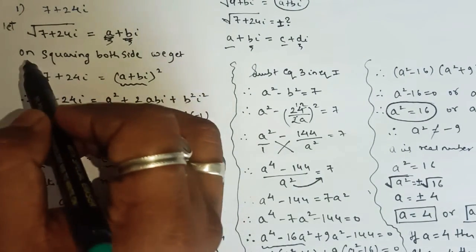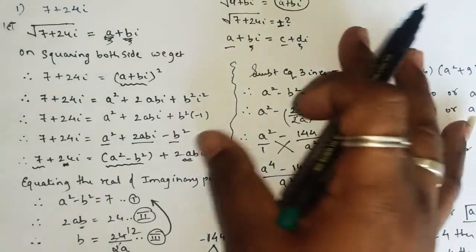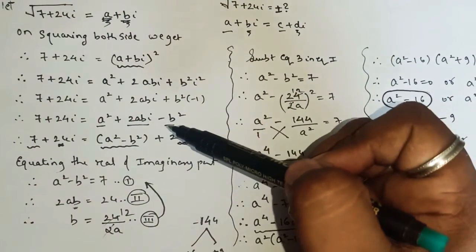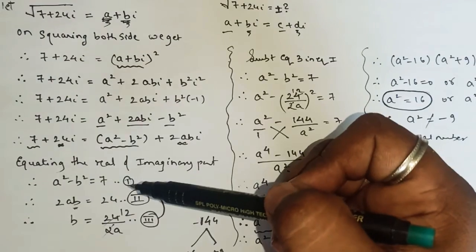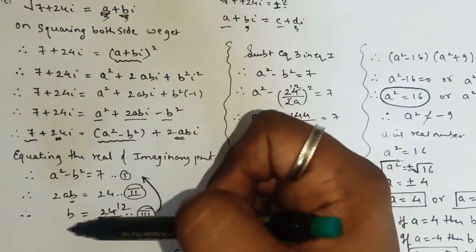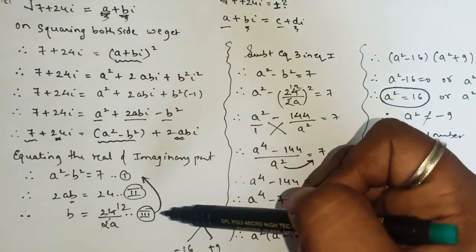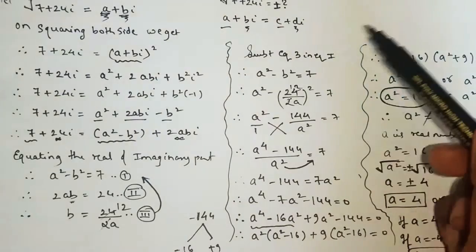Let. Then after that you will take the square on both sides. After squaring on both sides, you will equate the left hand side and right hand side, the real and imaginary parts, where you will get two equations. Then rearrange the second equation in such a way that you get the value of b, or you get the value of a. Then take this third equation and substitute it in equation number 1.